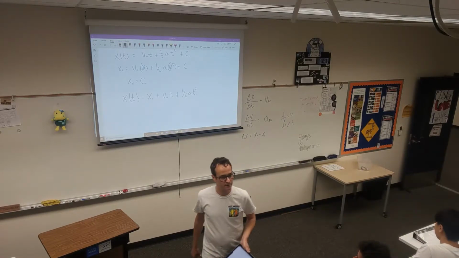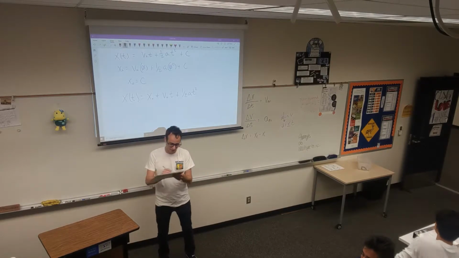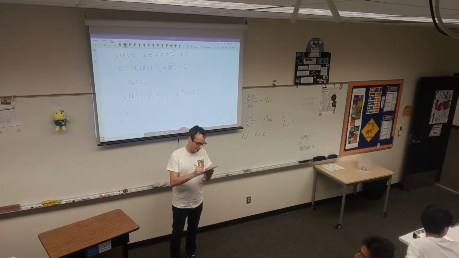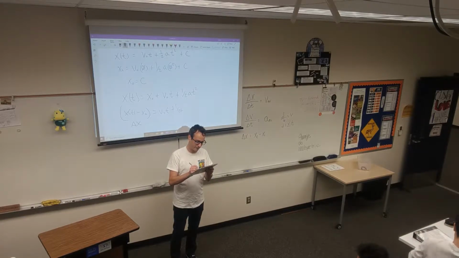And that's our position equation right there. If I subtract x naught from both sides, I get the final position minus the initial position, which is just the displacement, equals v naught t plus 1/2 a t squared. But in this class, we're going to generally use this notation.